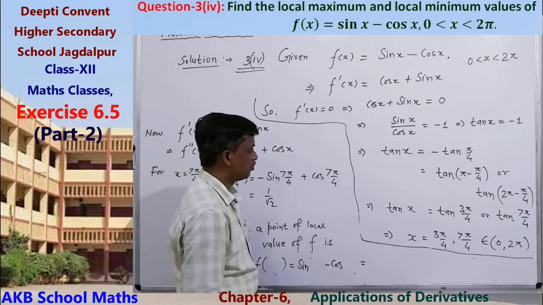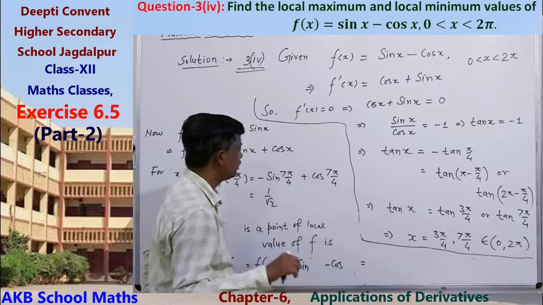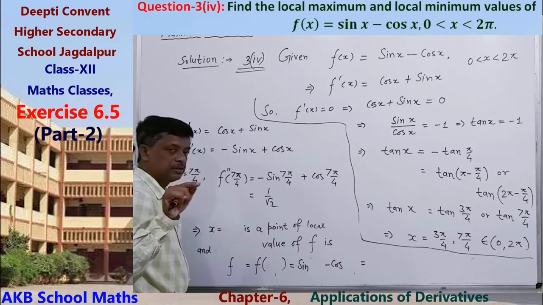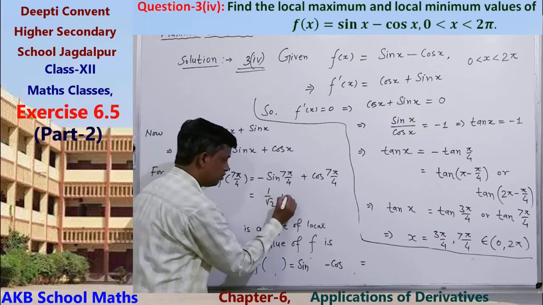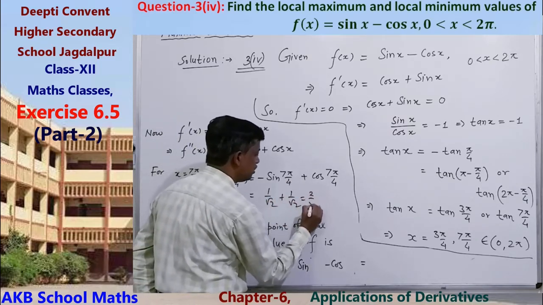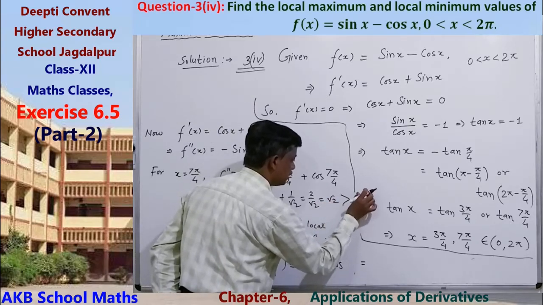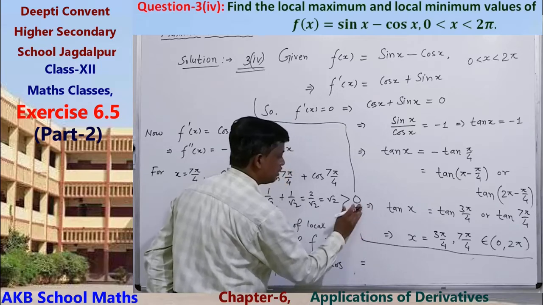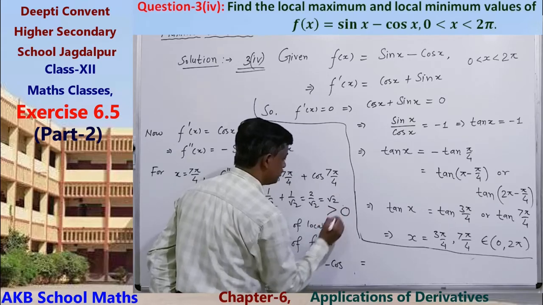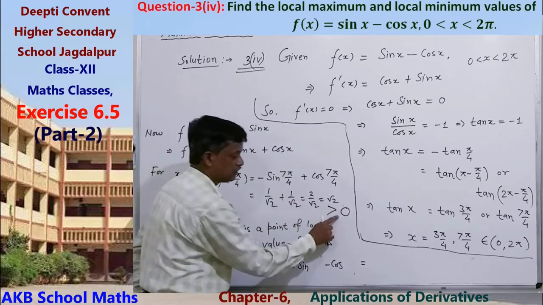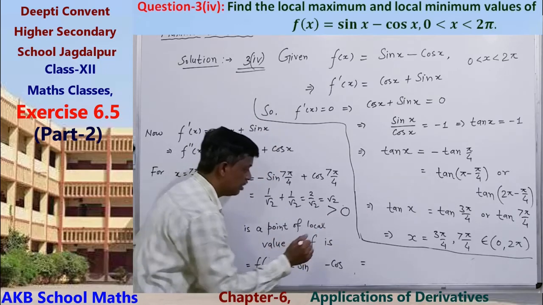Similarly, cos 7 pi by 4. Cos is positive in the fourth quadrant, so 1 upon root 2. This equals 2 by root 2, which equals root 2. This is greater than 0. That is, the second derivative is greater than 0, which means a point of local minimum.